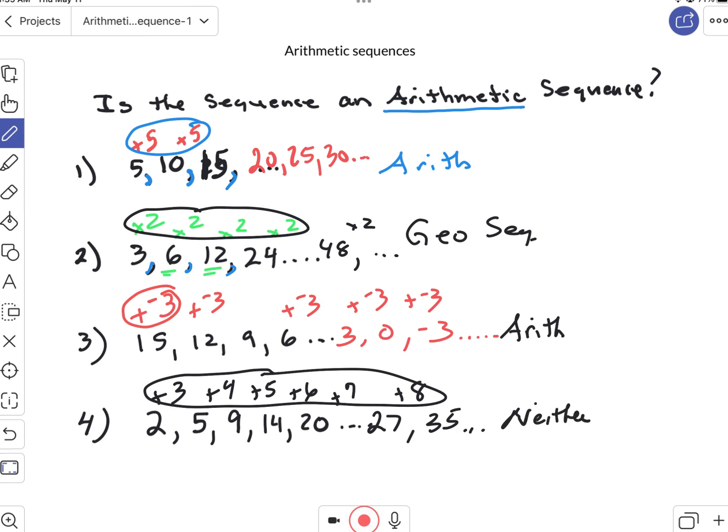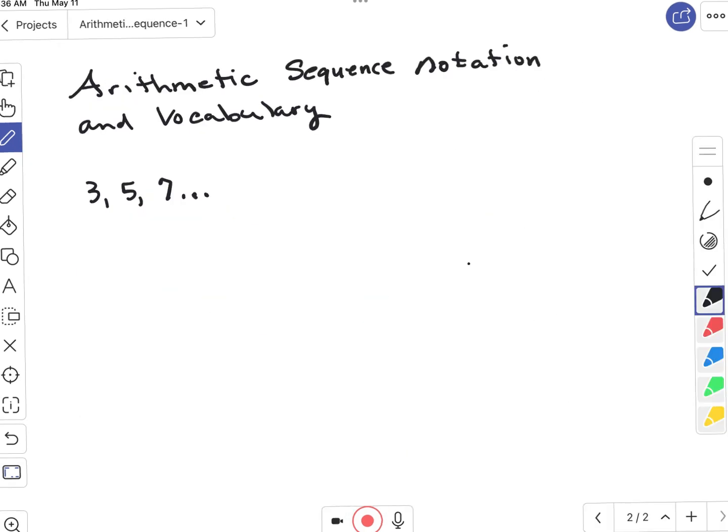It's not arithmetic, it's not geometric, it's neither geometric nor arithmetic. So again, to be arithmetic, you have to be adding the same number over and over and over again to be an arithmetic sequence. So let's look at this arithmetic sequence. Do you see the pattern? Do you see what's happening? If it's an arithmetic sequence, that means we're adding the same number over and over again to get the next number.